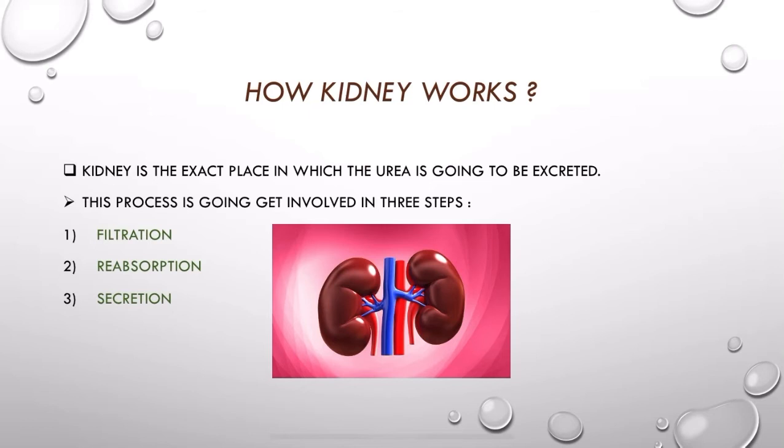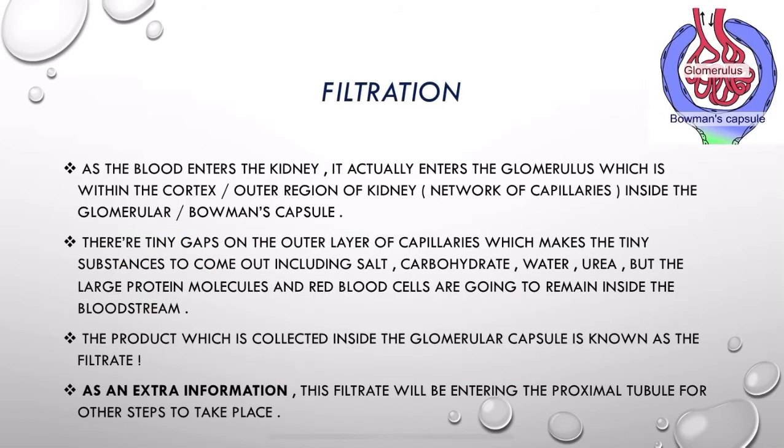As you can see in the picture of these 2 kidneys, they have the same function, they do not have different functions at all. At first, the first step, filtration. As the blood enters the kidney, it actually enters the glomerulus, which is within the cortex. And what is a cortex? Cortex is the outer region of the kidney. This is not the aspect that we are going to talk about in this presentation.